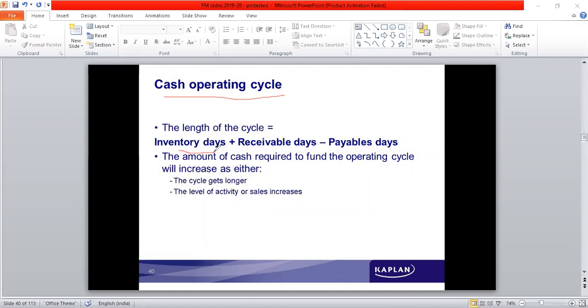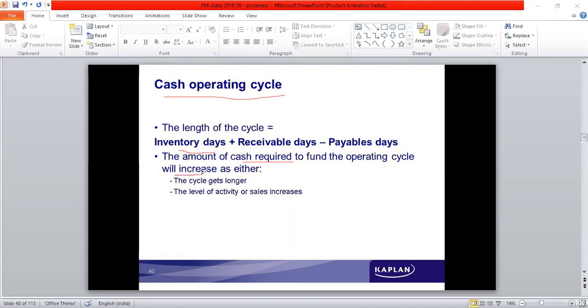Operating cycle, cash operating cycle in number of days, the length of the cash cycle, whatever is the way in which the question is asked. This is the equation: inventory days plus receivables days minus payables days. The amount of cash required to fund the operating cycle will increase as either the cycle gets longer, or the level of activity or sales increases.